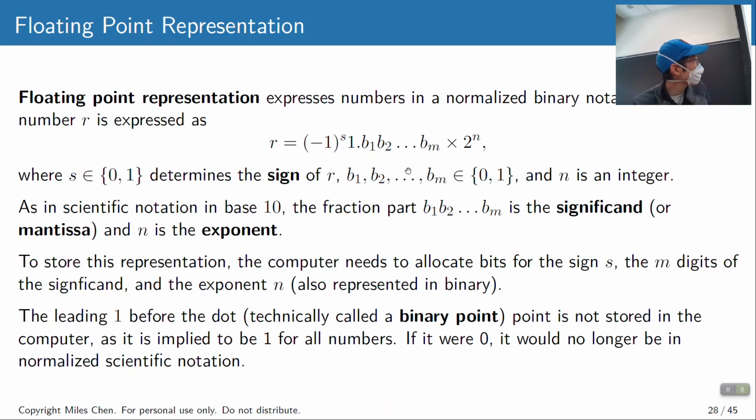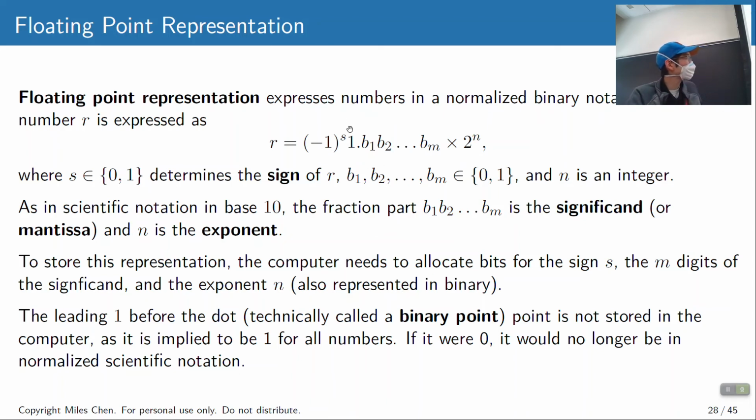And so in binary scientific notation, we're going to have basically a sign. Is it positive or negative? Then you're going to have a leading 1 followed by some bits, 0s and 1s, okay? And because it's in binary, it's going to be multiplied by a power of 2. You know, 2 to the 0, 2 to the 1, 2 to the 2, or 2 to the negative 3, or something like that. Okay?